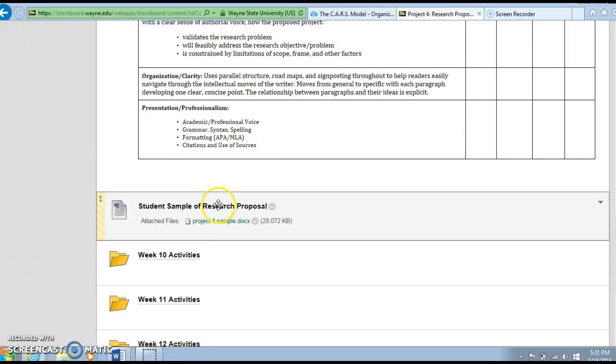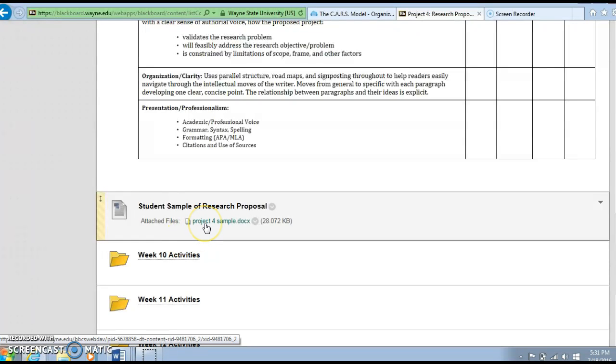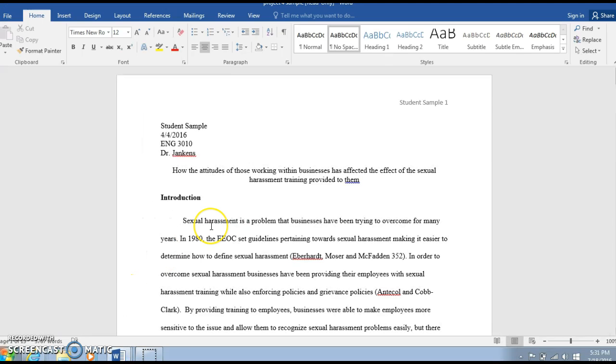So I think that in some ways this sample here, which is actually a student sample from a previous semester, maybe illustrates a little bit more what it is that you should be doing with your own research or with your own research proposal. So like I said, we're just going to look at the introduction right now, though on your own time, you should probably go ahead and take a look at the entire sample, right?